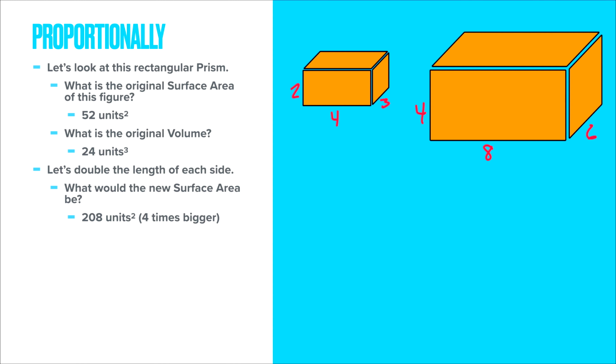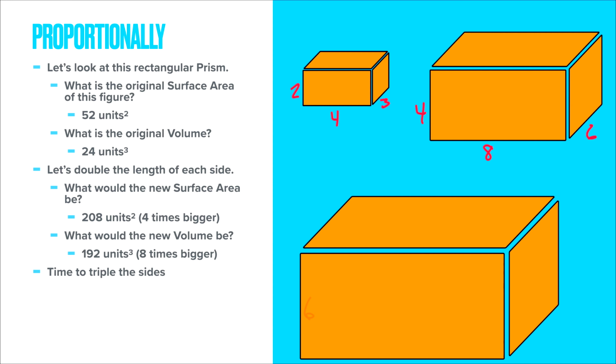But let's talk about the new volume. Well, 4 times 8 times 6 gets us 192 units cubed. And fun fact, 192 is 8 times bigger than 24, which actually also makes sense because 2 cubed is 8. So when we talk about units cubed, we should take the change in dimensions and cube it. Well, let's make sure that actually works and that wasn't just a weird fluke.